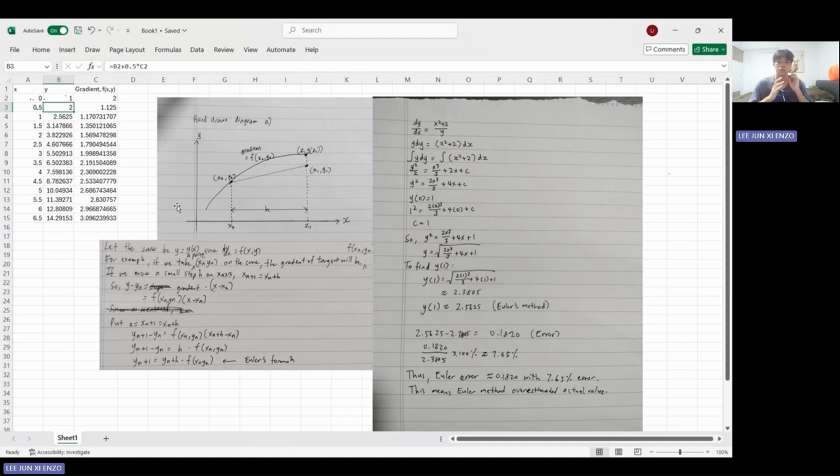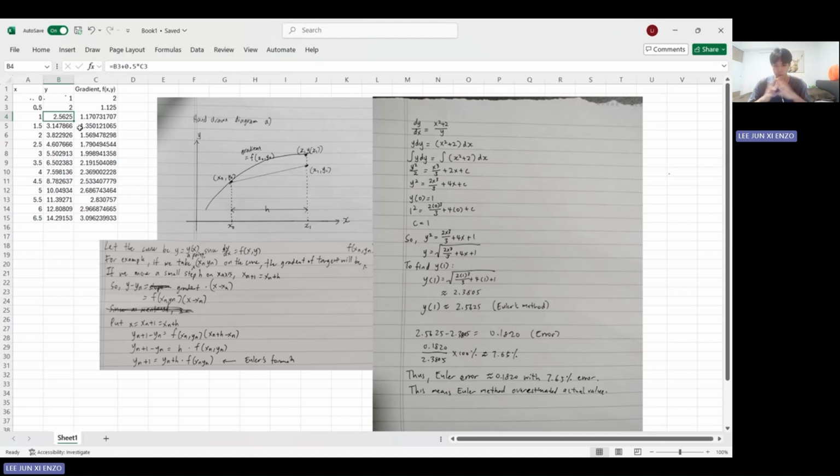Note that this is 2.3805. This is using the general solution. If we want to use Euler's method, as you can see from the Excel sheet, it's actually 2.5625.